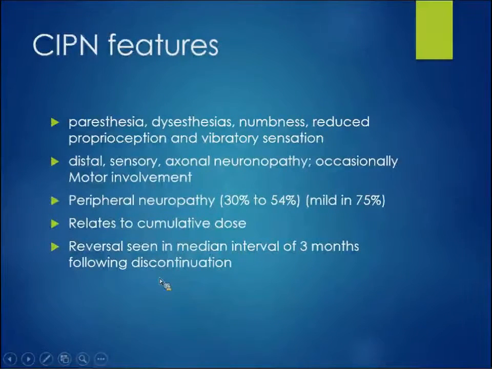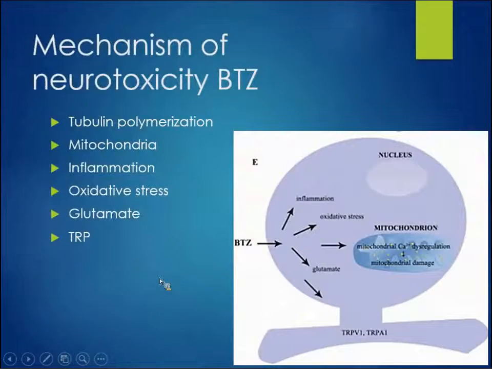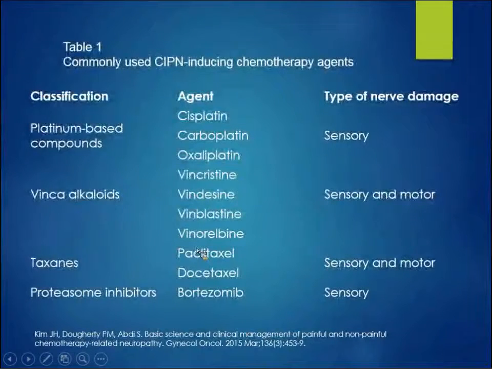Paresthesias, dysesthesias, numbness, and impaired vibration and proprioception are common, so that's sensory impairment across the board. Peripheral neuropathy occurs in a range between 30% and 54% significantly, and more mildly in about 75% of individuals, and this is linked to cumulative dose. With the bortezomib, reversals are seen within about 3 months following discontinuation of this in the majority of cases. So the mechanism involves tubulin polymerization, mitochondria, so toxicity to the mitochondria, inflammation, oxidative stress, glutamate, and the transient receptor proteins. I've kind of touched on most of those, probably to a painful degree.